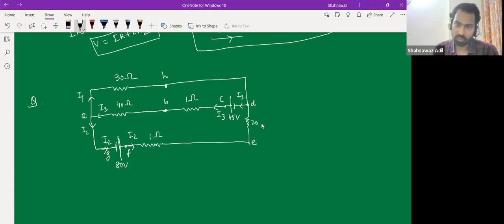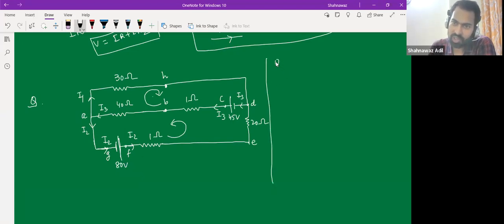Now you guys tell me, let's say, how many loops do we have? We can have 3 loops, but let us consider only 2 loops. So we have this loop and this loop, right? So let us assume that one loop is this, and this other loop is here. Is this clear, guys?